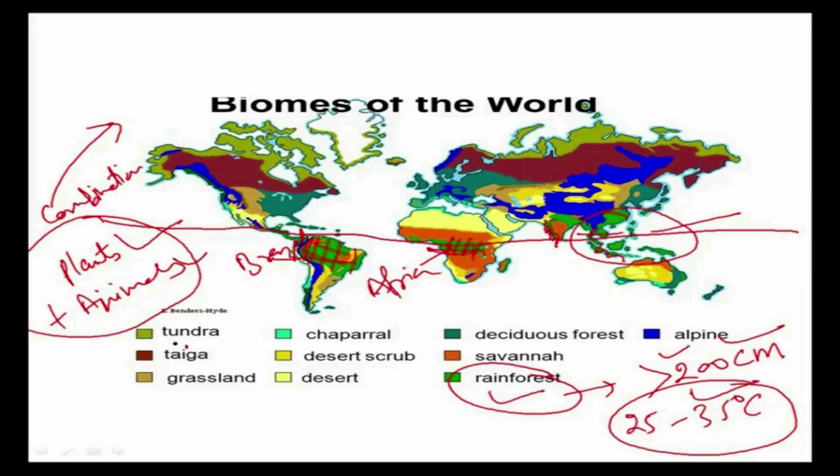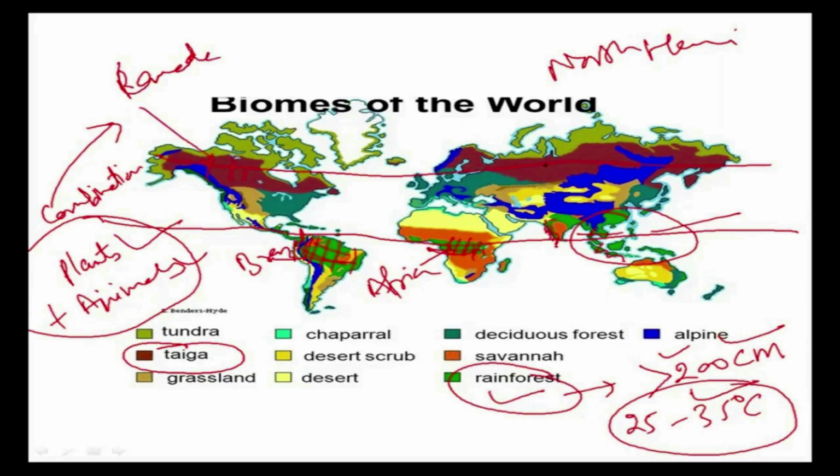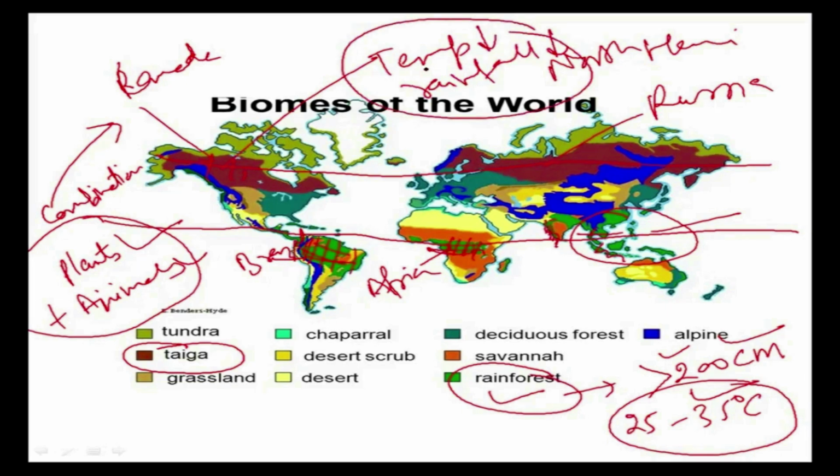Another example we will take is the taiga. So taiga biome is found in the northern hemisphere. This is Canada and this is Russia. Here the temperature is low and the rainfall is also low. In such type of condition, the taiga type of plants and animals are found. So it means because of the similar climatic conditions, we are finding the similar type of plants and animals in the world. So this is called the biome.